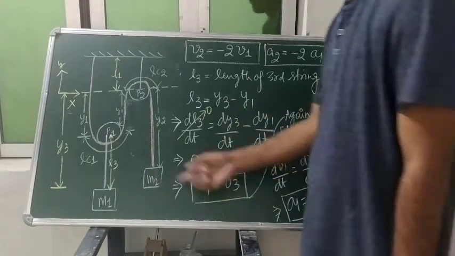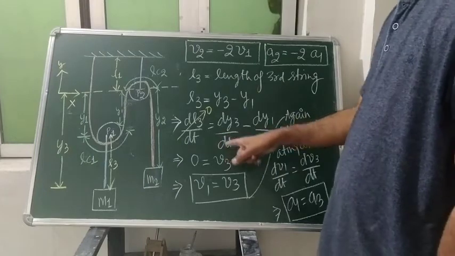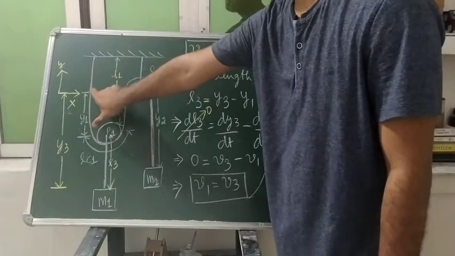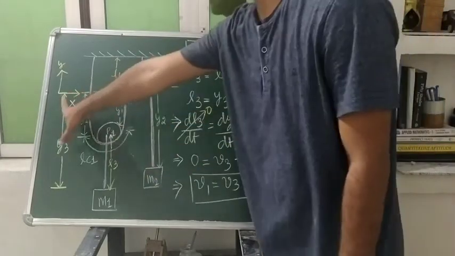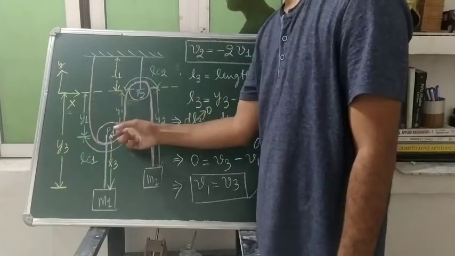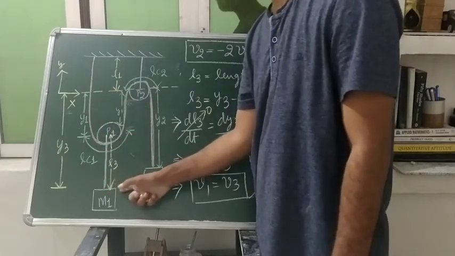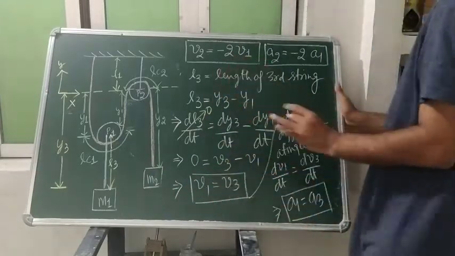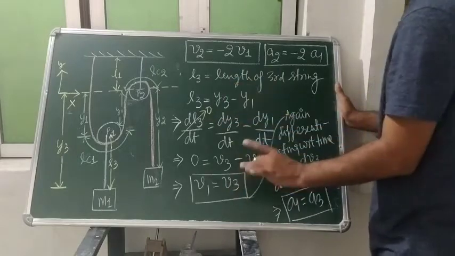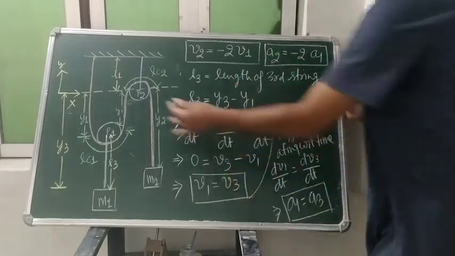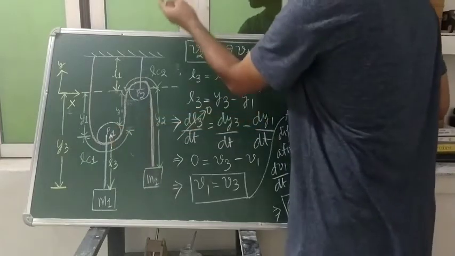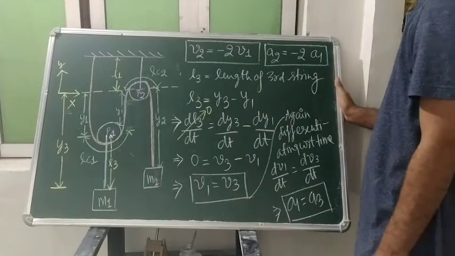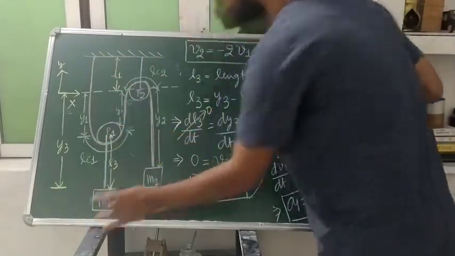Here we are getting that V3 is equal to V1, so the velocity of the Y1 string is the velocity of the Y3 string. Y1 is attached to this pulley P1, Y3 is attached to the mass M1, so the velocities will be the same, and no negative sign is coming, meaning they will be in the same direction. So if it is going to travel upside, this mass M1 is also going to travel upside, or if it is going to travel downside, it will also travel downside.